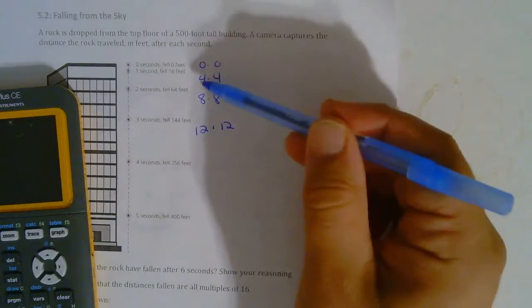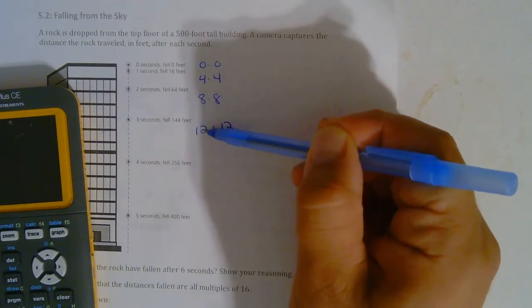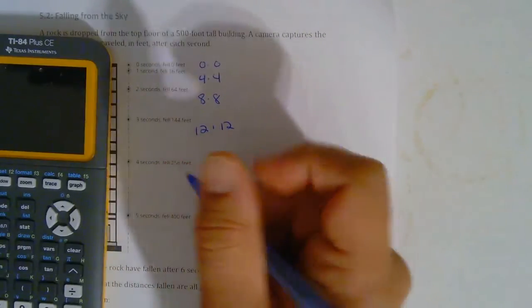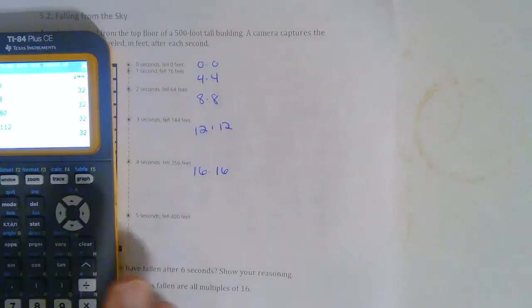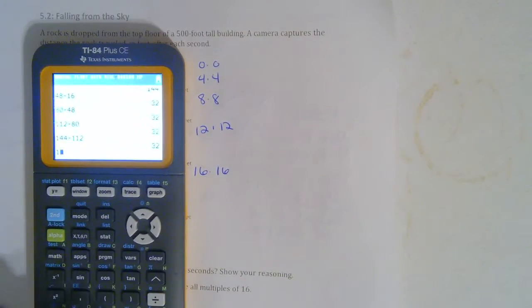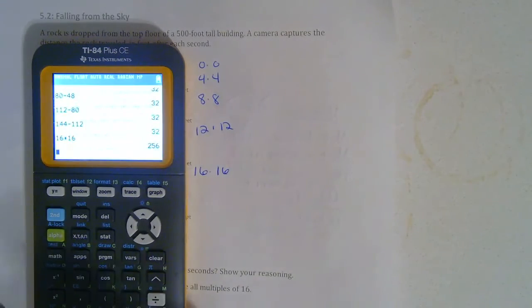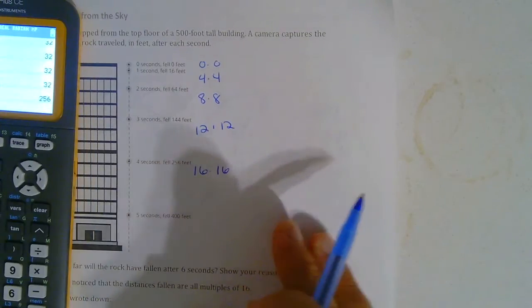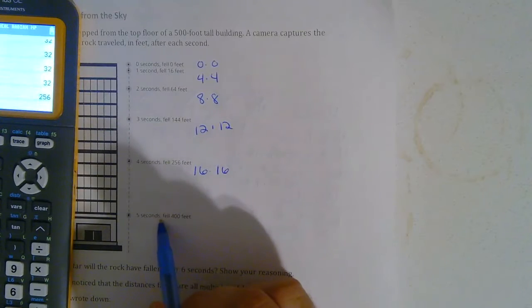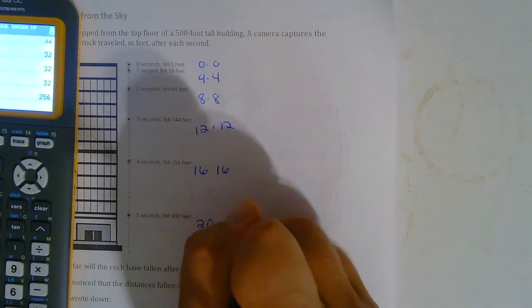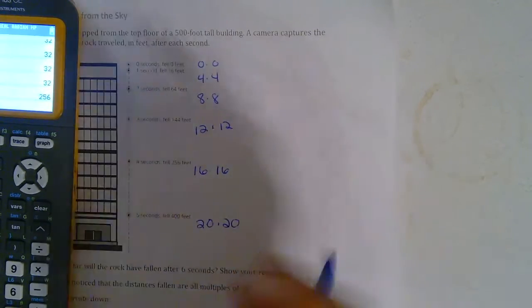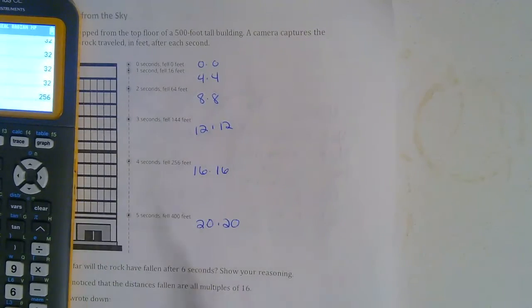And 256, if I notice a pattern, I'm going 4, 8, 12. I'm wondering if 256 is 16 times 16. Now, I don't have that one memorized, so I'm just going to check that. 16 times 16. Yeah, that's 256. And then here at 5 seconds, we're at 20 times 20, which is 400.